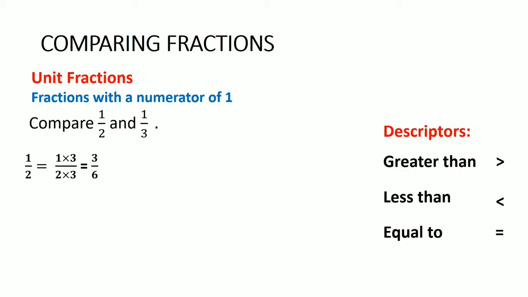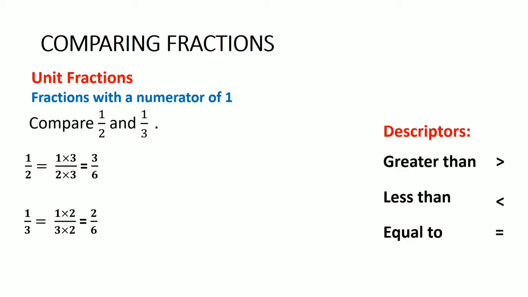I can do the same for the third. I ask myself, what do I multiply the denominator of a third by to give me 6? I multiply by 2. So because I multiplied by 2 in the denominator, I need to multiply by 2 in the numerator. So a third would be equal to 1 times 2 over 3 times 2. This is equal to 2/6.